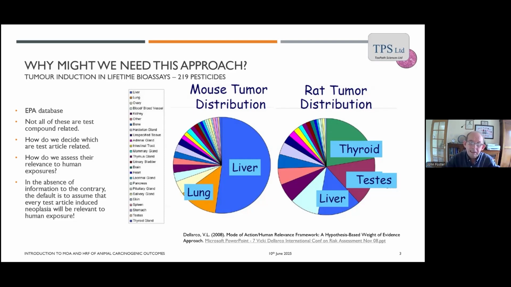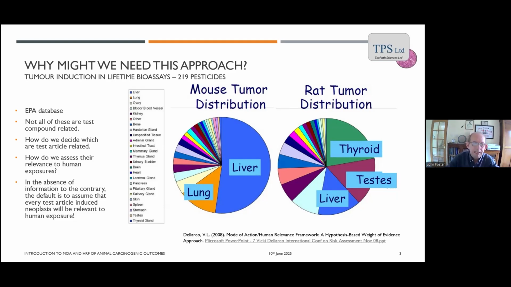So the question is, in every single one of these 2-year bioassays, how do we decide whether this is test article related and what's the relevance of this effect to humans? Because originally we accepted that all animal outcomes were relevant to man. Then we went through a situation in the 70s and 80s where we tried to disprove that any of this was relevant to man.